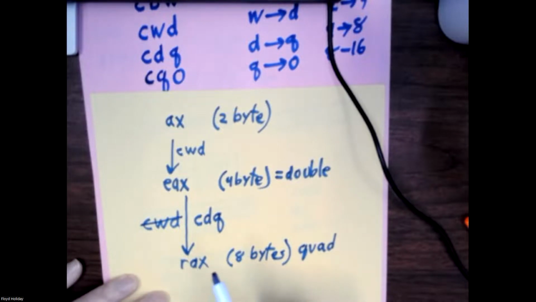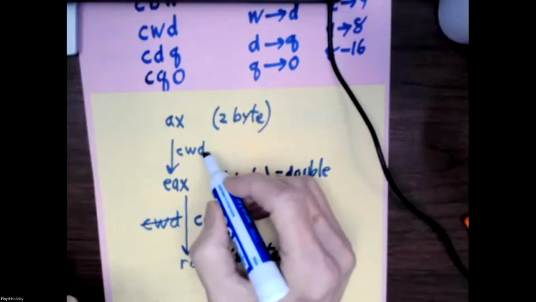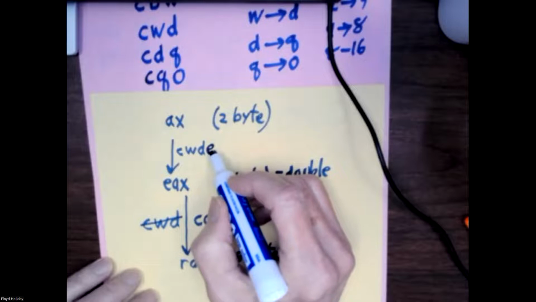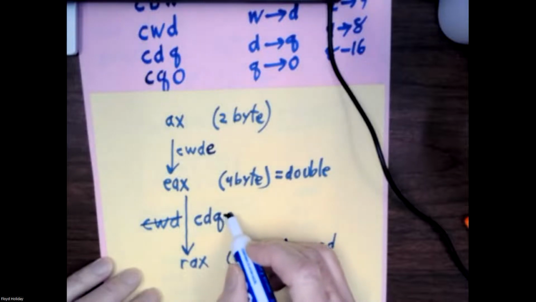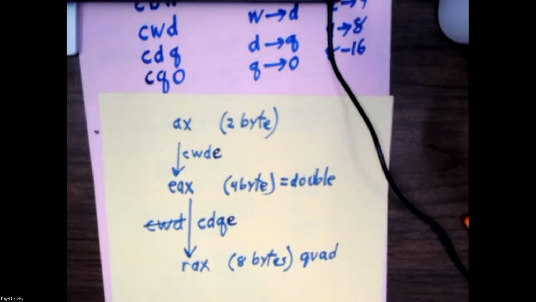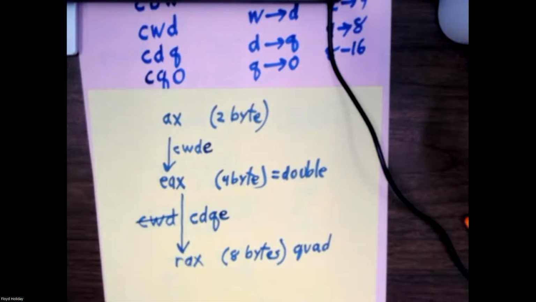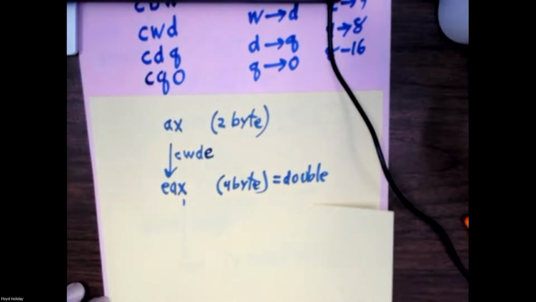Can I start again? This is going to be my next follow-up. This is CDWE. This is CDQE. Let me back up, and this is with the E on the end. Let me finish the story without the E.